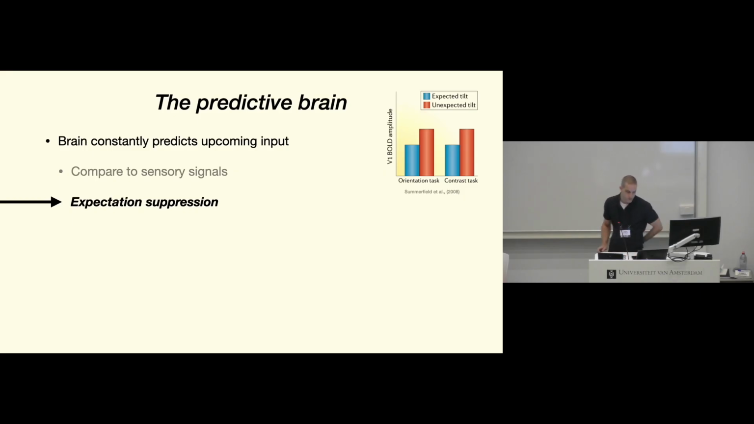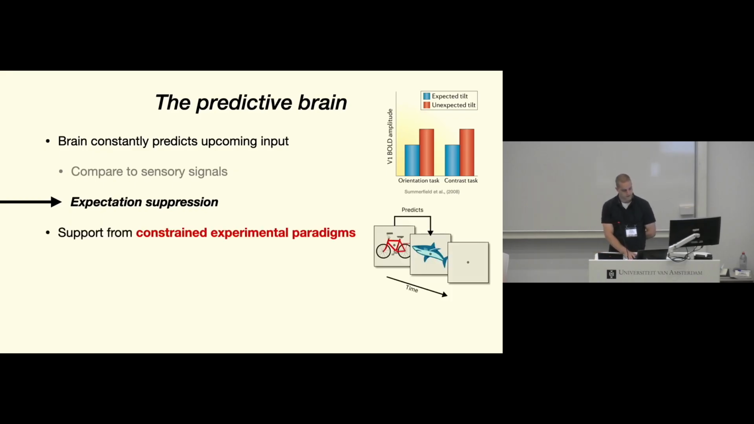Now, it has received much empirical support, mostly from constrained experimental paradigms, in which stimuli are either made very predictable or very unpredictable, such as having bikes always follow sharks. And this shows that the same stimulus evokes a stronger response when we do not expect it, such as a surprising shock, compared to when we do expect it. Now, this method is very effective, showing that the brain can predict. But in real life, we never really encounter such very predictable sequences, so it's not very naturalistic.